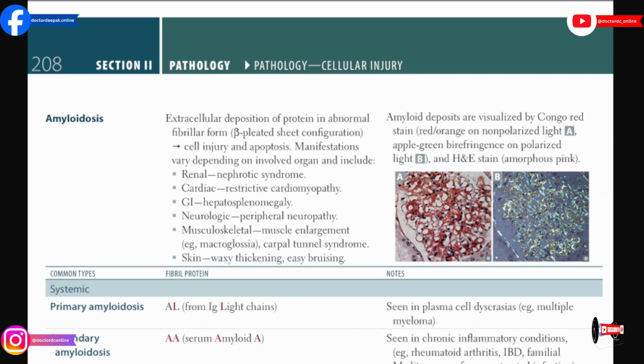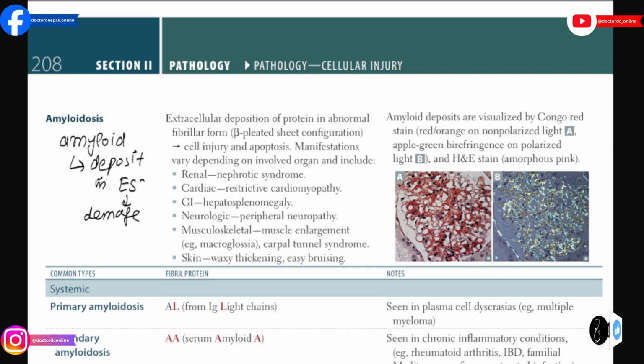So let's start. Today we are going to discuss a very important topic, that is amyloidosis. Before starting this topic, we first have to understand the definition of amyloid. What is amyloid? Basically, it is a misfolded protein that is going to deposit in the extracellular space. This is the definition of amyloid. When this abnormal misfolded protein deposits in the extracellular space, it will damage our tissue. So this is the basic definition of amyloidosis.